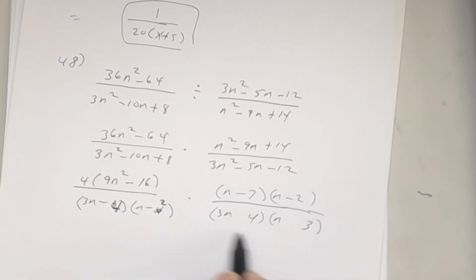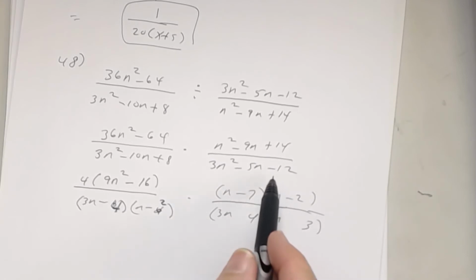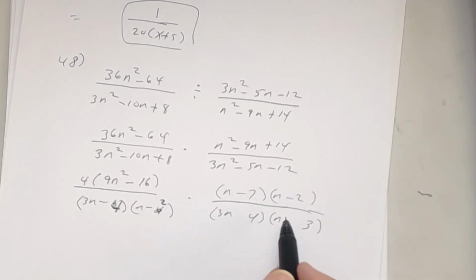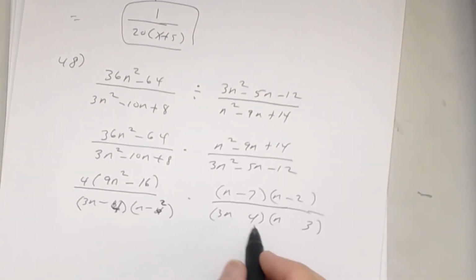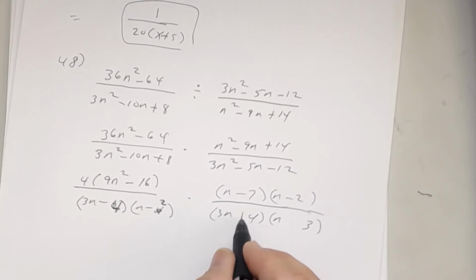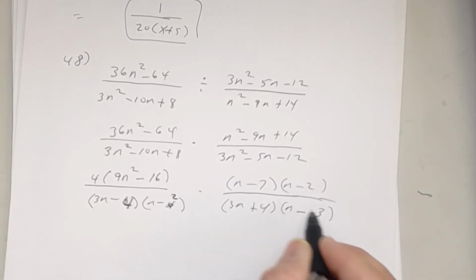The outer is 9. The inner is 4n, right? Now, notice the last sign's negative, so that means I'm going to have to subtract those. When I subtract 4 from 9, I get what? 5, which is what I wanted. I wanted a 5, right? But I really want a negative 5 in. So the order's correct. I just got to put the signs in the correct place. 4 is going to be a plus, and 3 is going to be a negative.